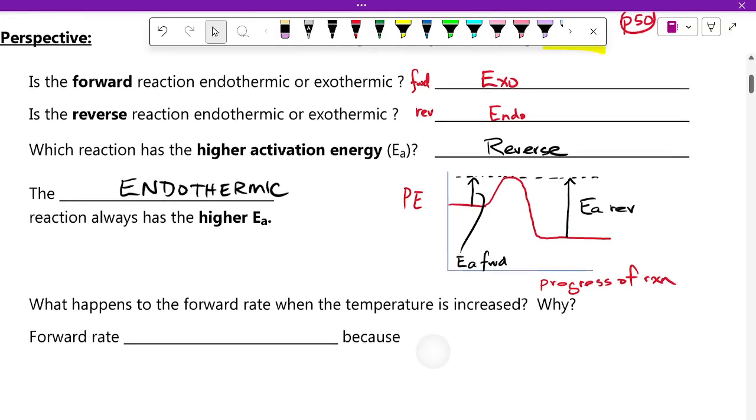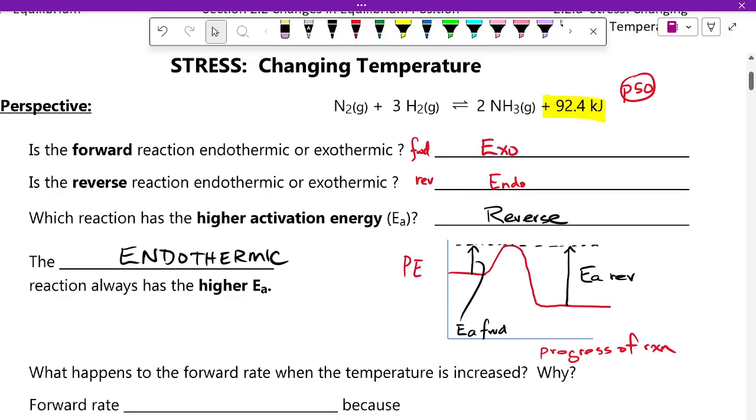What happens to the forward rate when the temperature is increased? And why? Tell your partner. What happens to the forward rate and why?